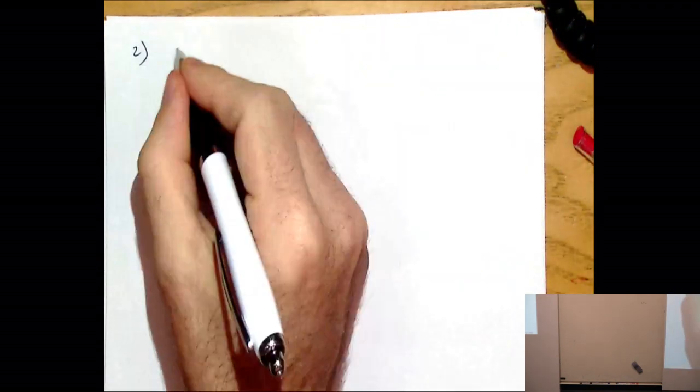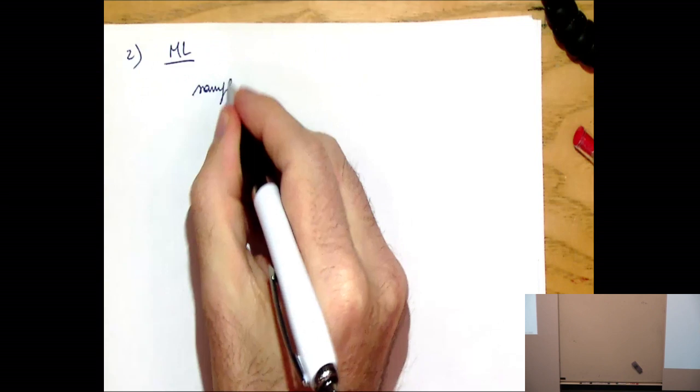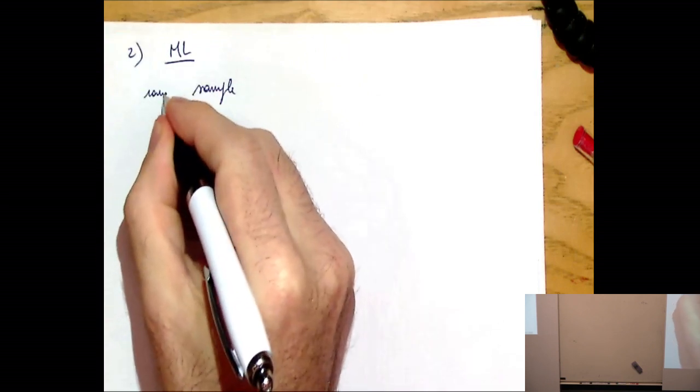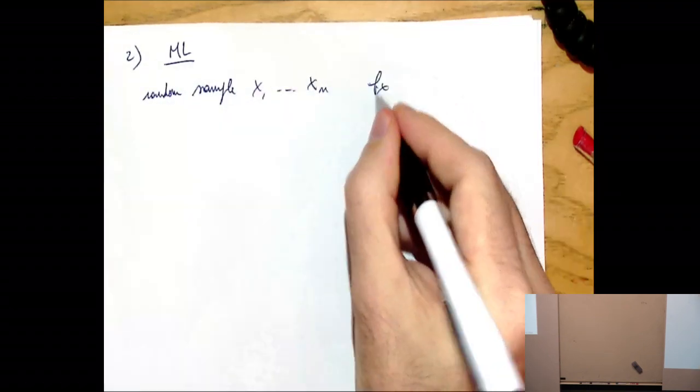The second one I want to talk about is the maximum likelihood. So the maximum likelihood estimator. So there, what we're looking at, let's imagine you have a sample, and it could be a random sample, x1 all the way to xn with a certain distribution, right? It doesn't always have to be random.